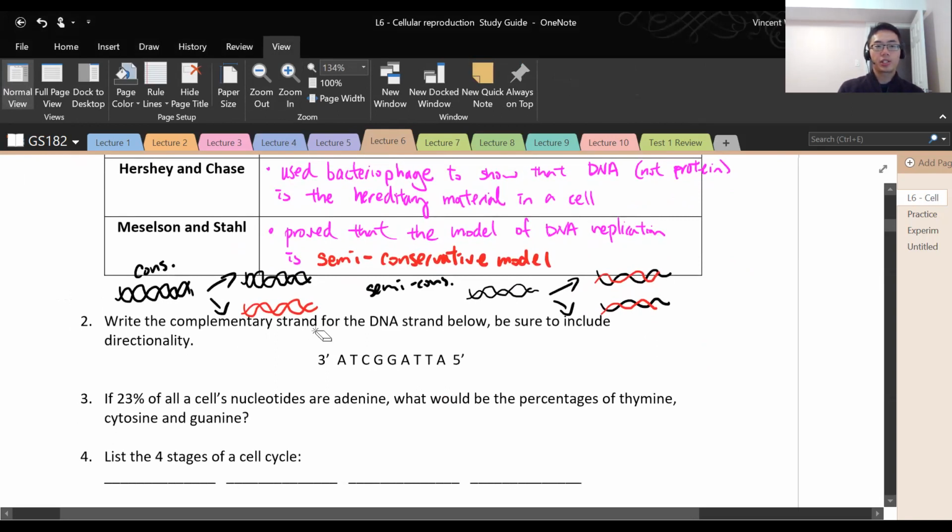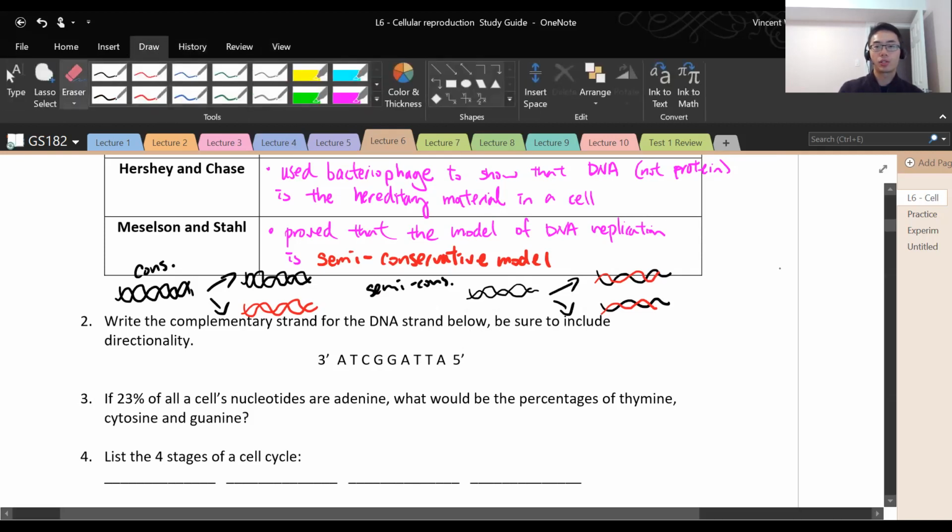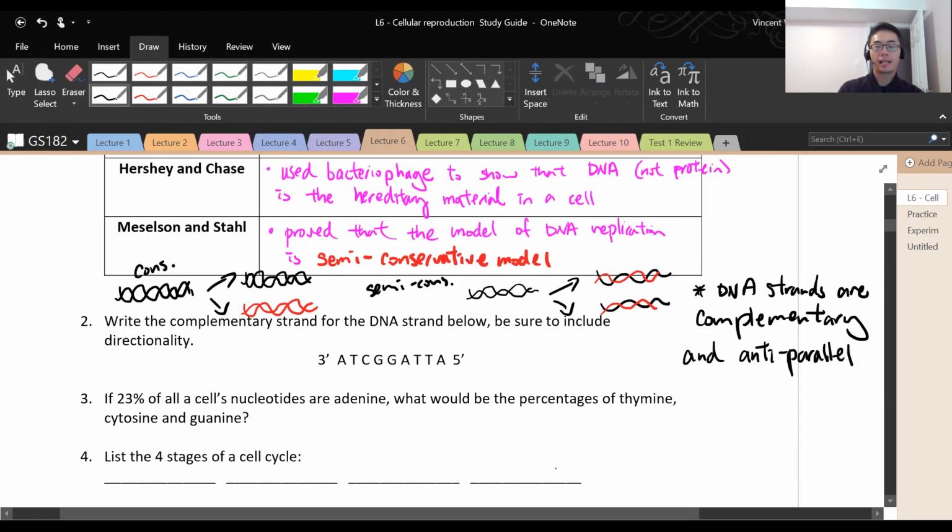Write the complementary strand for the DNA strand below. Be sure to include directionality. Okay, so it's good to remember that DNA strands are complementary. That means if you know one side, you can predict the other side using Chargaff's rule. And the other property is that they are anti-parallel. So to show directionality, we use 3' to represent one direction, 5' to represent the other.